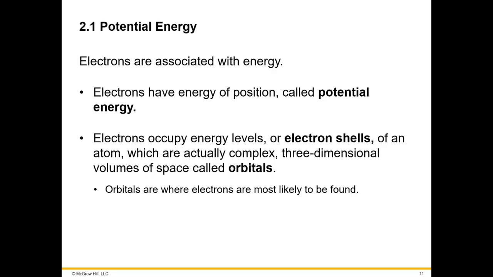Electrons are associated with the energy of an atom, and they have something called potential energy, which means they have the ability to interact. Electrons occupy energy levels, which are also known as electron shells of an atom, which are actually complex three-dimensional volumes of space that we call orbitals. So you could think of just layers that electrons are able to orbit a nucleus, like the first layer, the second layer, the third layer, and so on. And the orbitals are where our electrons are most likely to be found around the nucleus of an atom. So think of it as the pathway that electrons are taking to circle around the center of the atom.